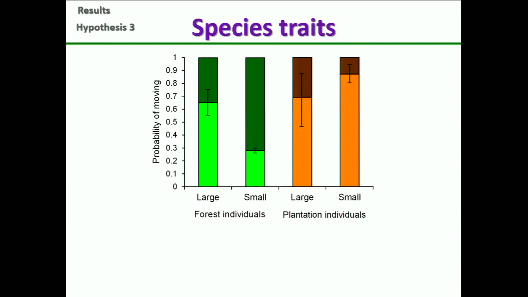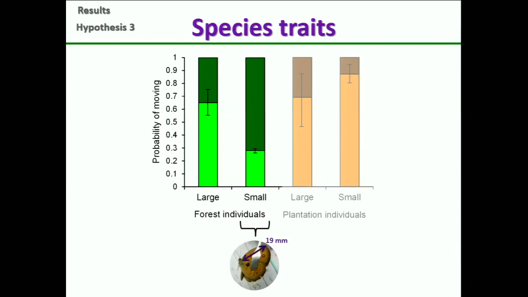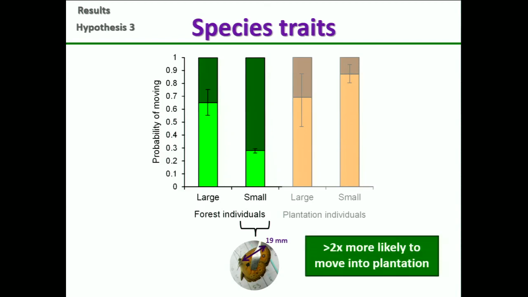So the next trait that was shown to be of importance in crossing the boundary was size. And so this graph again has probability of moving on the y-axis, and I calculated this for forest individuals and plantation individuals, and for large and for small species. And so again, drawing your attention to the forest individuals, if you were a small butterfly marked in forest, you were 2 times more likely to move into the plantation compared to larger individuals. So basically, boundary crossing was affected by species traits, and smaller individuals that could breed in the plantations dominated this boundary crossing.